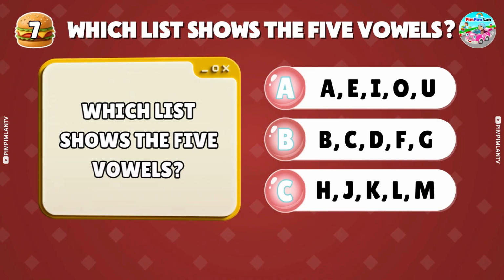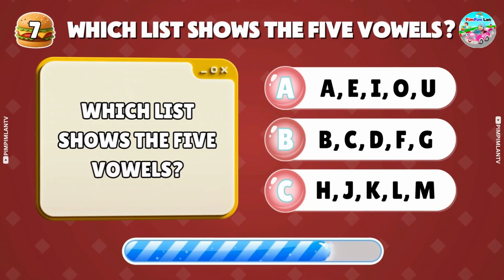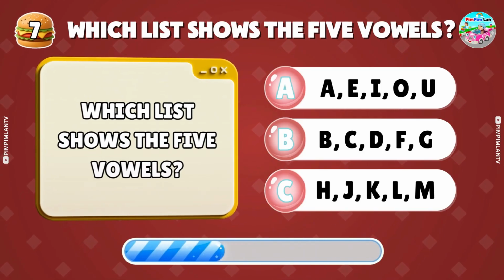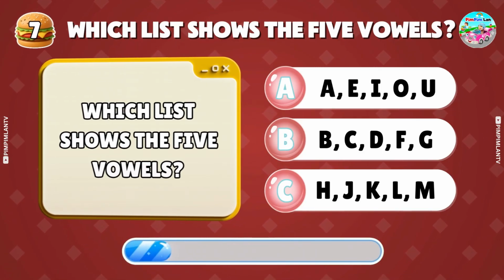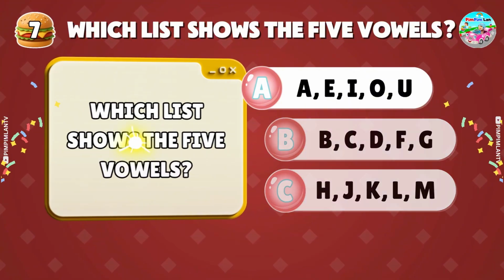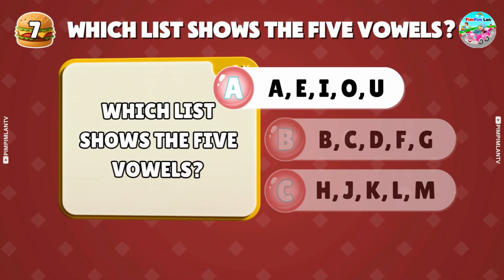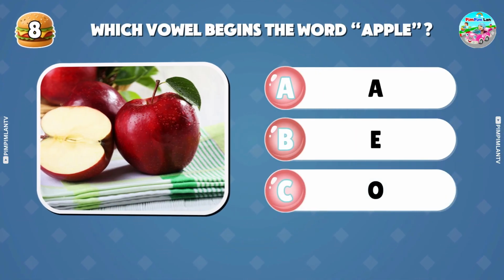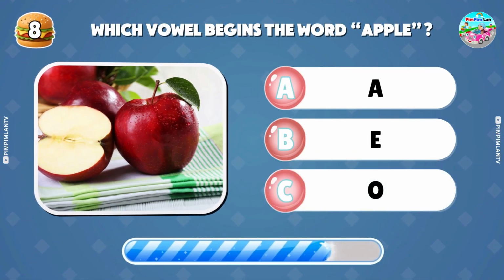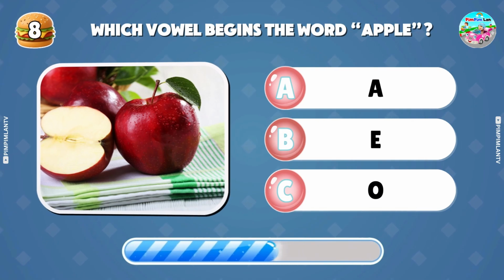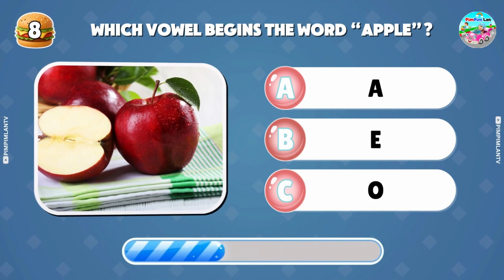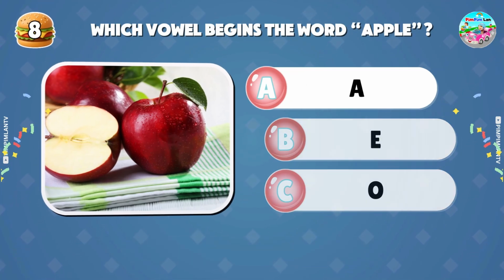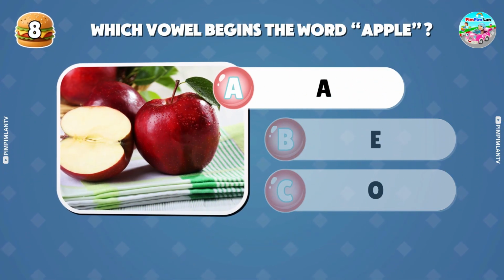Which list shows the 5 vowels? That's the full set. Memorize it and you're set for life. Which vowel begins the word apple? Apple starts strong with an A sound.